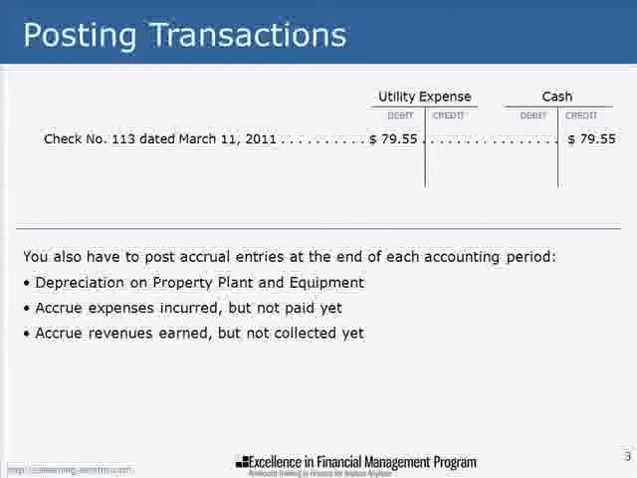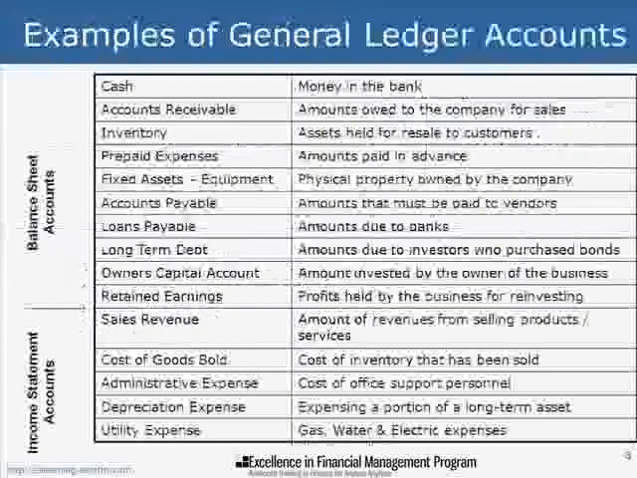For example, you might have depreciation on equipment. You also accrue expenses you incurred. For example, maybe you incurred some costs but you haven't paid them out yet, so you may accrue a payable. And you may have earned some revenue from someone. You'll recognize that and collect the cash later.